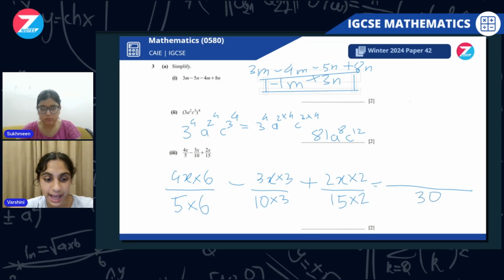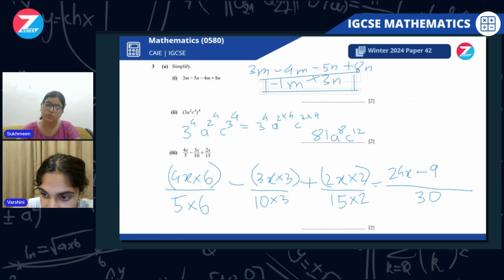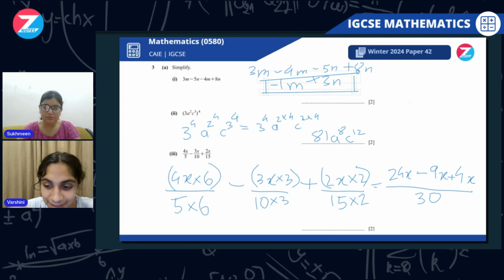And all we have to do is add all of these terms. So we're going to do 4x into 6, which is 24x, minus 3x into 3, which is 9x, and plus 2x into 2, which is 4x. So now all we have to do is 24 minus 9 plus 4. If you're still at mental math, you can do it in the calculator, and you'll get 19x by 30. So that will be 19x.